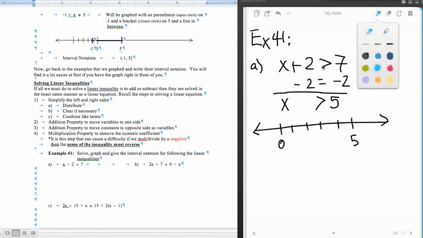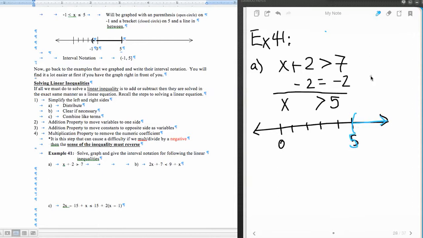Okay, so we had just finished solving, in the last video, part A of example 41 here. I was about ready to graph it, but I hadn't gotten to that point. And this one says x is greater than 5. So I'm going to put a parenthesis on 5 here and draw my arrow off to the right.